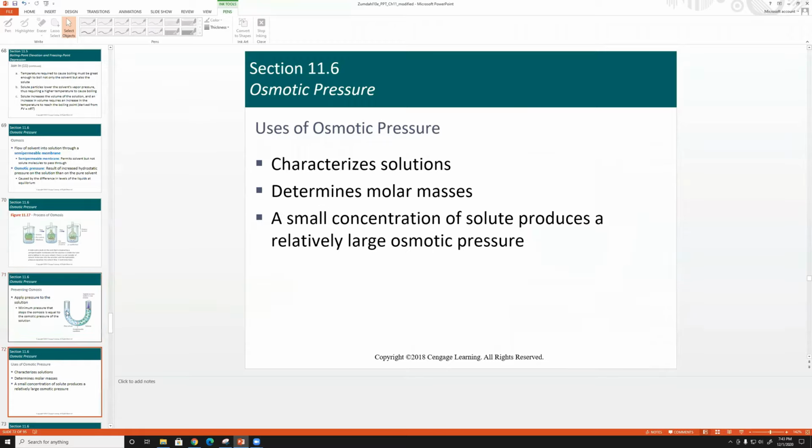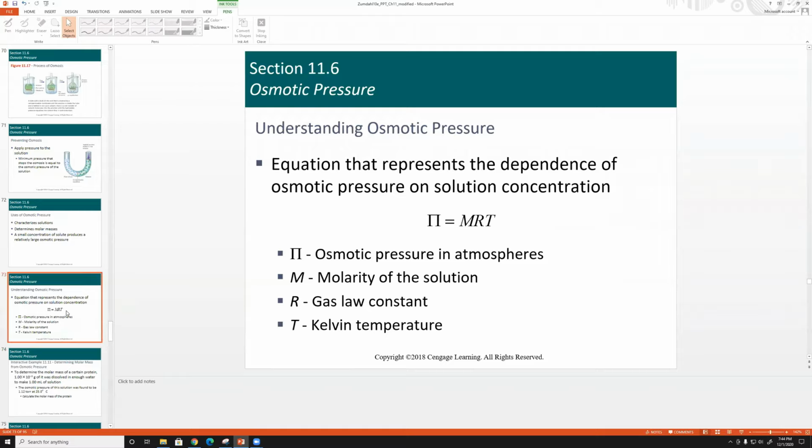And there are uses of it, which are very similar to the other colligative properties. You can characterize a solution, you can determine the molar mass, and a small concentration of solute produces a relatively large osmotic pressure. Well, that's beside the point. But here's the equation. The equation is a little bit different. You have capital pi, maybe you haven't seen this one before. This is capital pi, equals M, which is the molarity, R, which is our ideal gas constant.